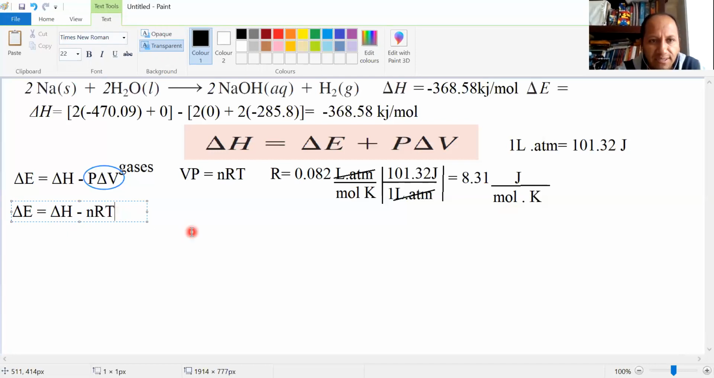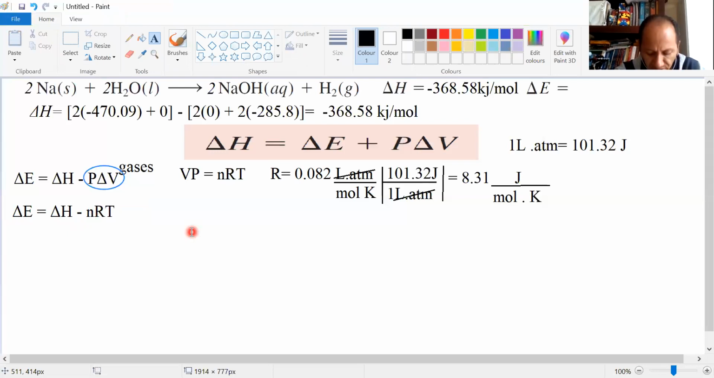Now that we have this new equation, how do you apply it? I have solved this exercise in my notes to explain it in a better way.